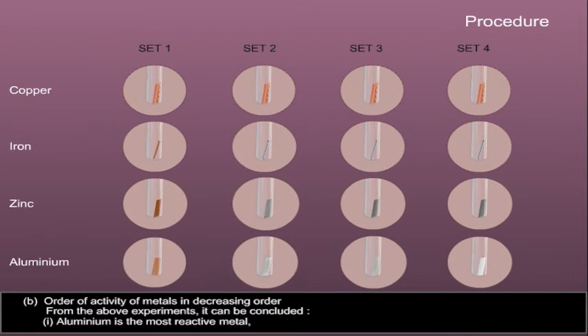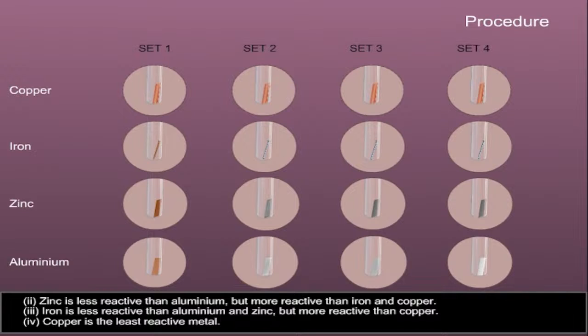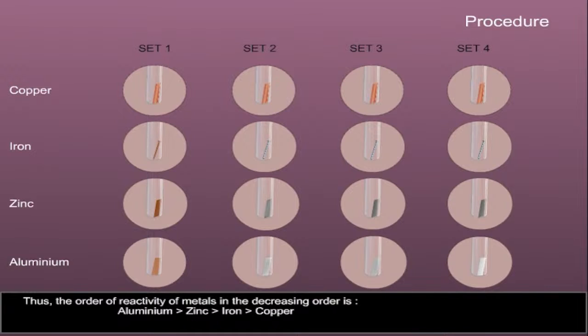B. Order of activity of metals in decreasing order. From the above experiments, it can be concluded: 1. Aluminium is the most reactive metal. 2. Zinc is less reactive than aluminium, but more reactive than iron and copper. 3. Iron is less reactive than aluminium and zinc, but more reactive than copper. 4. Copper is the least reactive metal. Thus, the order of reactivity of metals in decreasing order is aluminium greater than zinc, greater than iron, greater than copper.